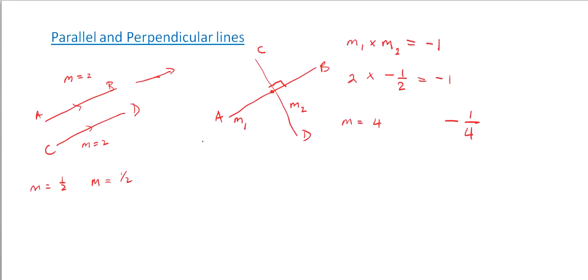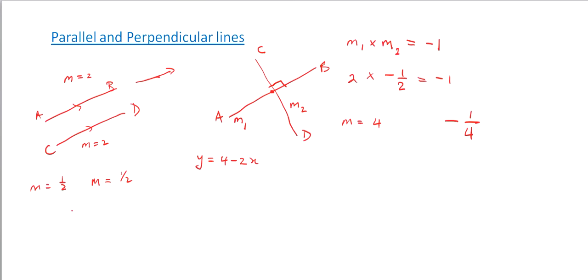A little thing you need to know as well, you can be given the equation of a line. Let's say y is equal to 4 minus 2x, and you want to know what is the gradient of the line. So just by looking at this line, the gradient has to be minus 2.